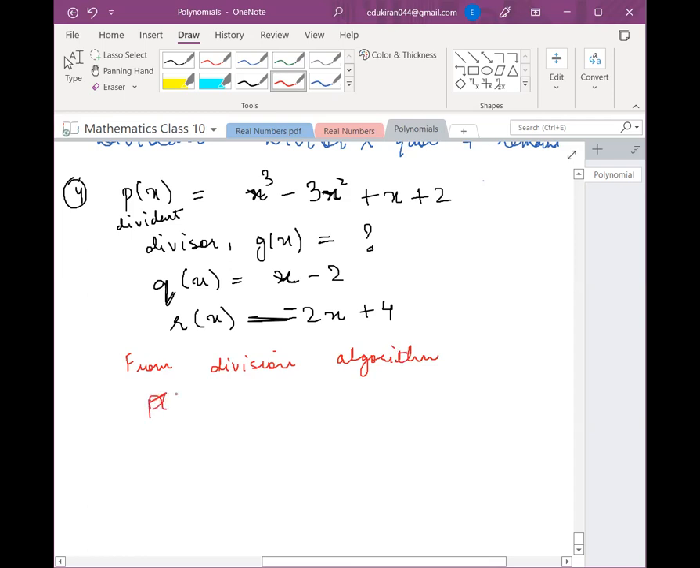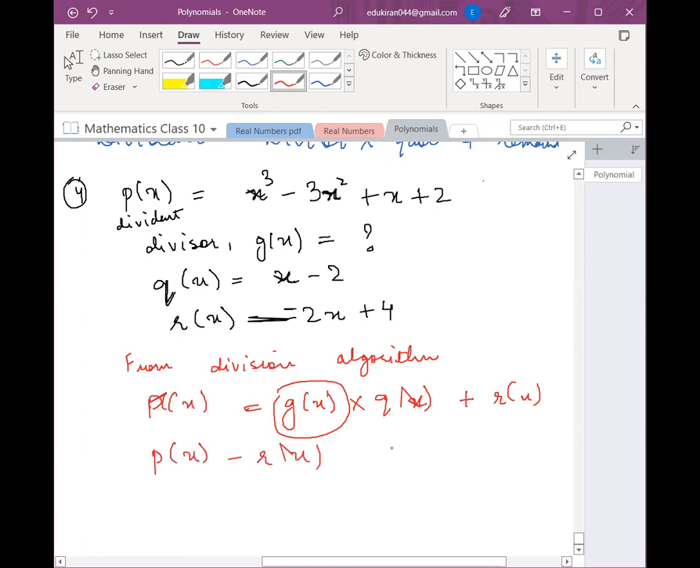P(x) is equal to g(x) into q(x) plus r(x), right? Quotient into divisor plus remainder. So you have to find g(x). First, you will bring this r(x) here. So P(x) minus r(x) is equal to g(x) into q(x), right? And in the next step, you will bring this q(x) into the denominator. So P(x) minus r(x) divided by q(x) is going to give you g(x). Understood?